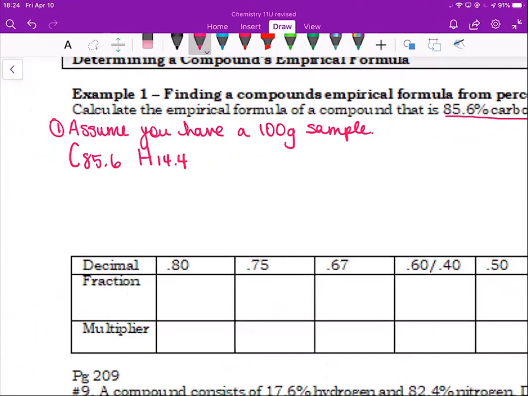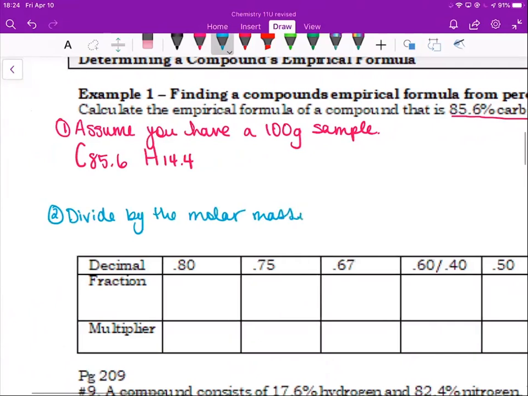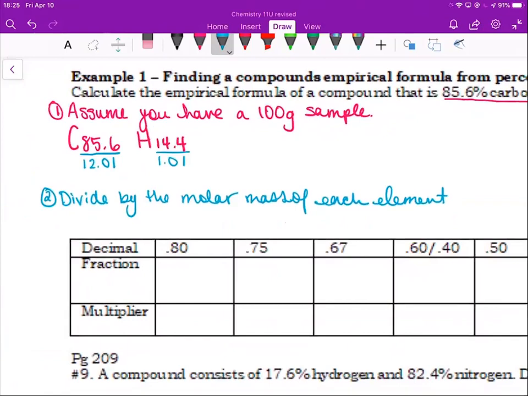Okay. Now the second thing, and I'm just going to put it over here, is divide by the molar mass of each element. Because the empirical formula is the smallest whole number mole ratio of the elements. So it's not the mass ratio, because carbon atoms weigh 12 times as much as hydrogen atoms. So we're going to divide both sides, 12.01 and 1.01. So for carbon it is 12.01 and hydrogen is 1.01.